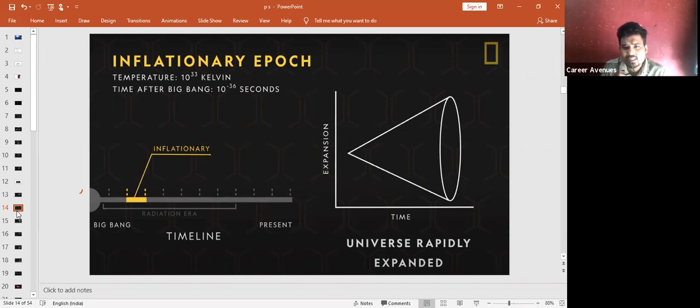Now the temperature over here is 10 to the power 33 Kelvin, and it's just after 10 to the power minus 36 seconds of the Big Bang. So here we have expansion of the universe, and still, after the Big Bang this much time has passed, right? Right now it is 13.7 billion years after the Big Bang. So still our universe is expanding. Okay, moving to the next.